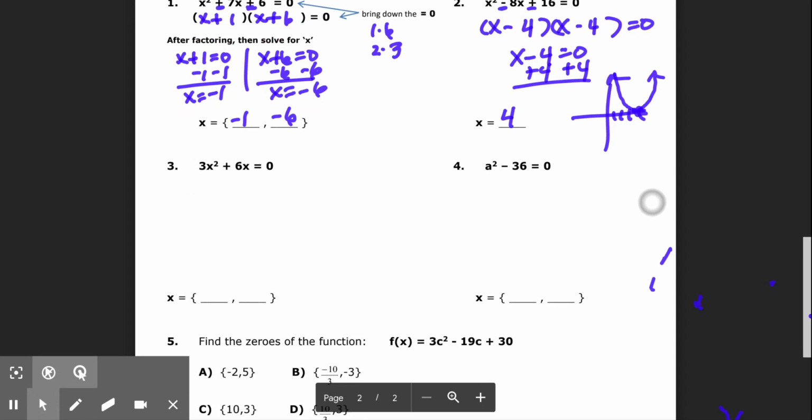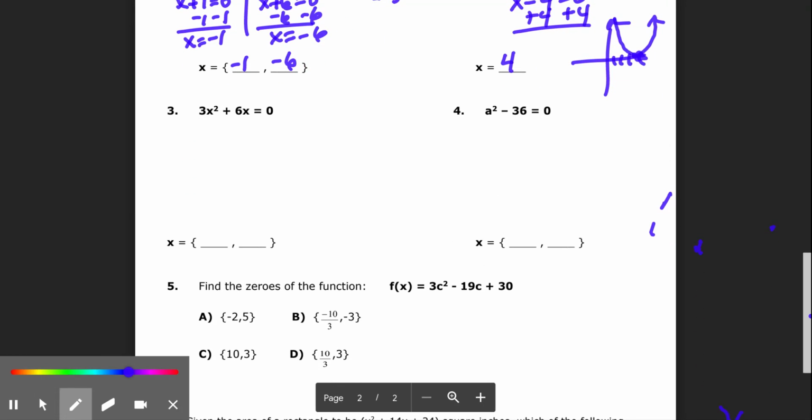All right, let's take a look at problem 3. This is going to be where we factor out a GCF. So we look at the smallest number, which is 3. Will 3 go into 6 without getting a fraction? Yes. And then your smallest amount of x's, which is just an x. So we're going to have 3x parentheses.